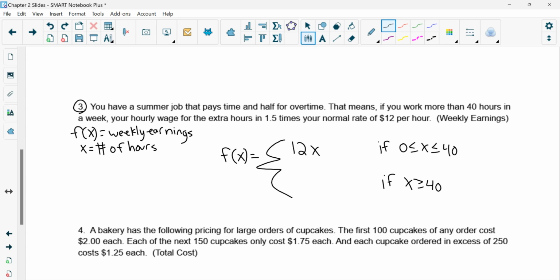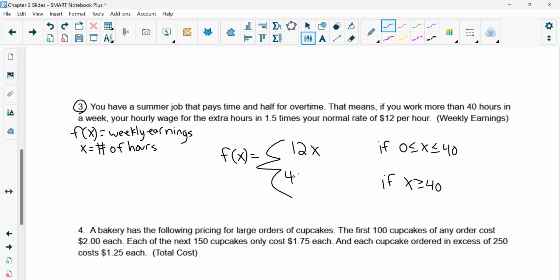Now, if we work more than 40 hours, we get paid for our 40 hours at the $12 an hour rate. So what would be 12 times 40? It's 12 times 4, 48. So 12 times 40 is 480.